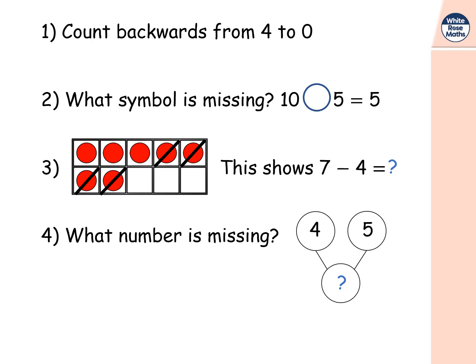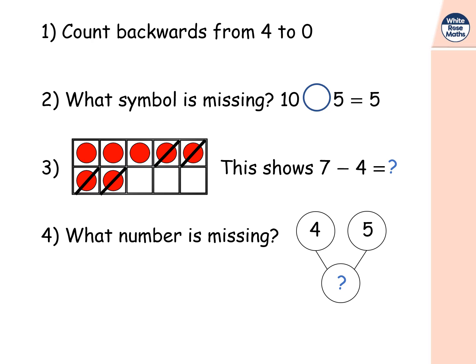This shows 7 take away 4 is equal to something. And question 4, what number is missing? Pause here, have a think, and then come back when you're ready for the answers.